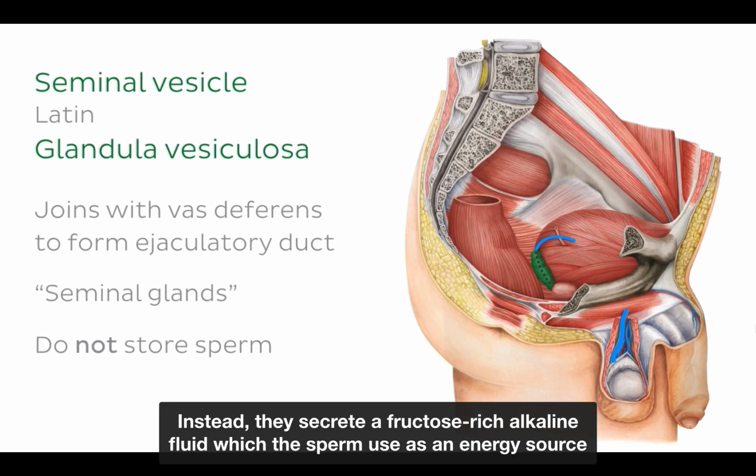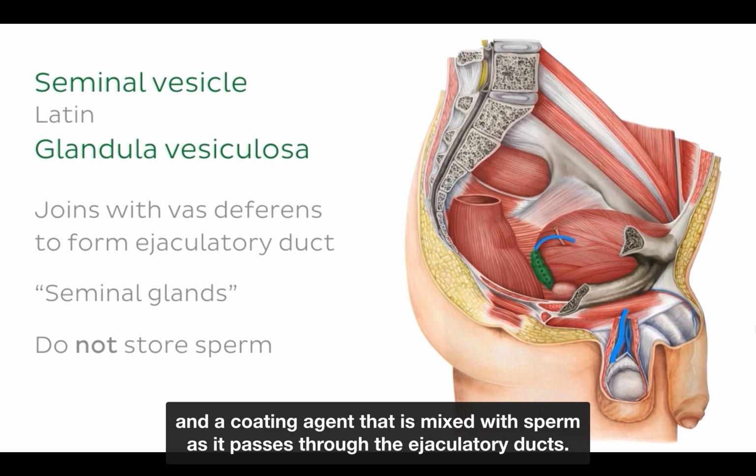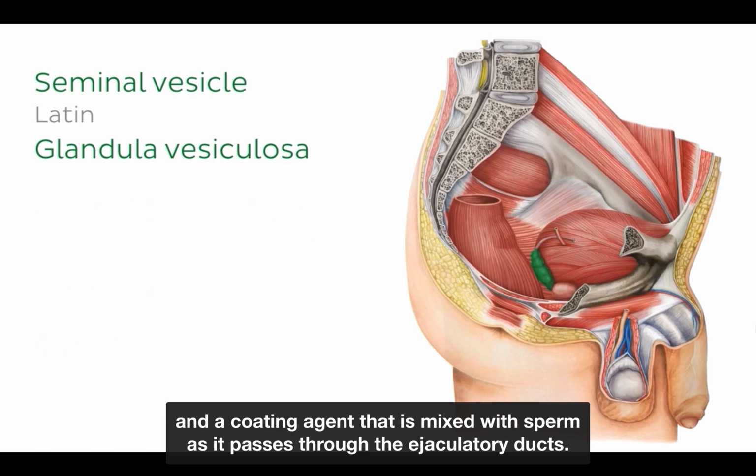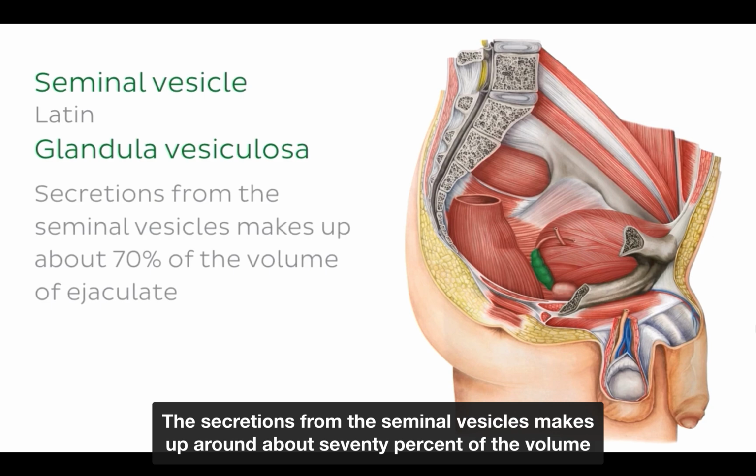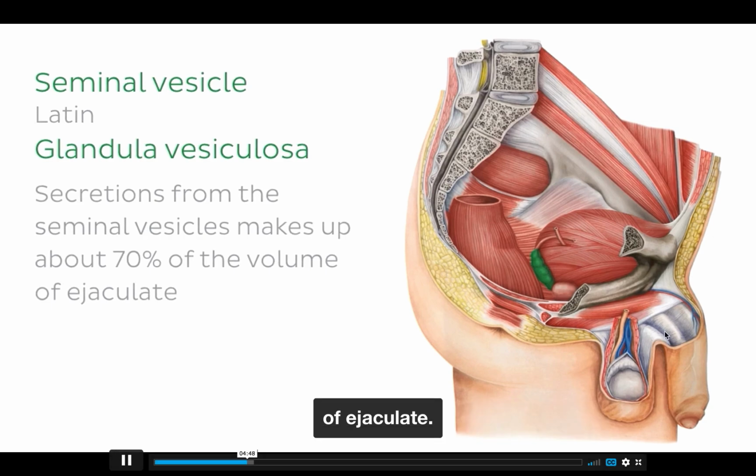Instead, they secrete a fructose-rich alkaline fluid, which the sperm use as an energy source, and a coating agent that is mixed with sperm as it passes through the ejaculatory ducts. The secretions from the seminal vesicles make up around 70% of the volume of ejaculate.